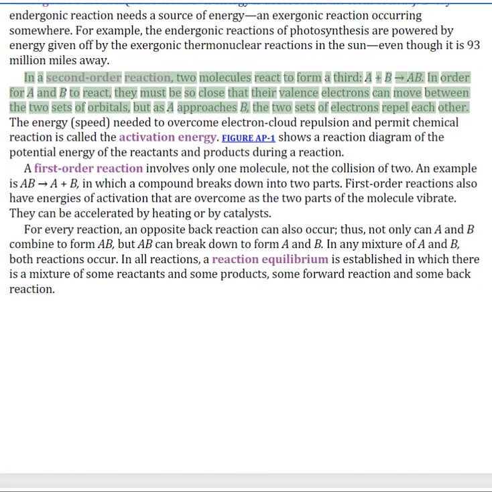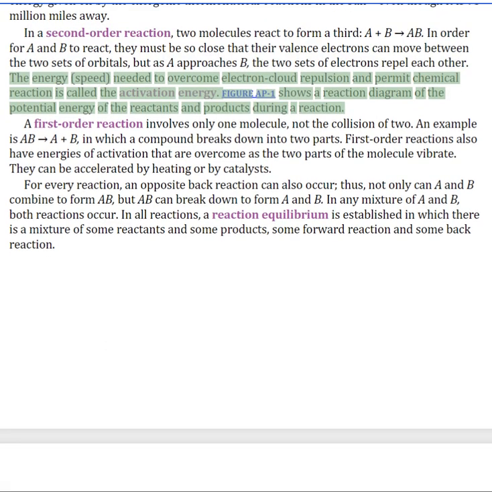In a second-order reaction, two molecules react to form a third, A plus B yields AB. In order for A and B to react, they must be so close that their valence electrons can move between the two sets of orbitals. But as A approaches B, the two sets of electrons repel each other. The energy needed to overcome electron cloud repulsion and permit chemical reaction is called the activation energy. Figure AP1 shows a reaction diagram of the potential energy of the reactants and products during a reaction.